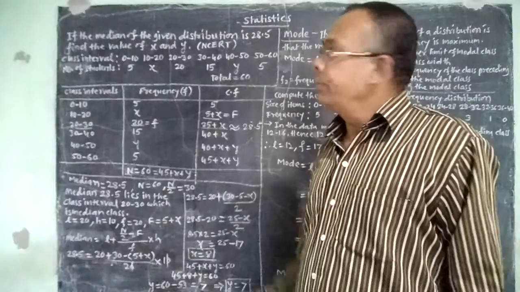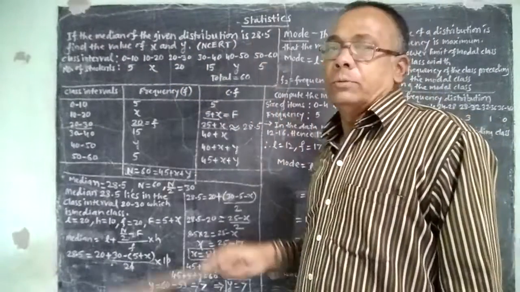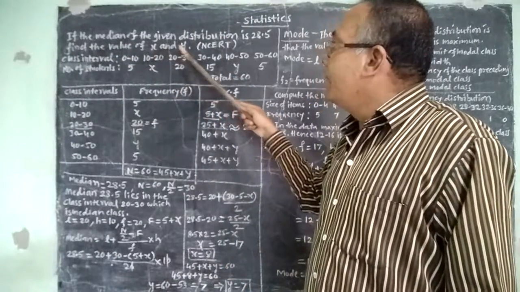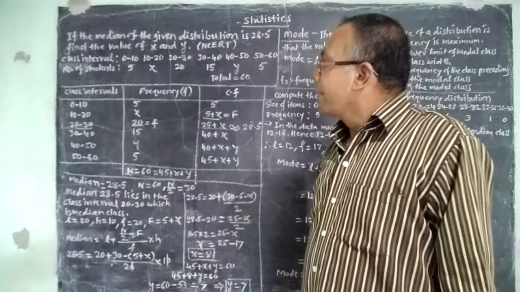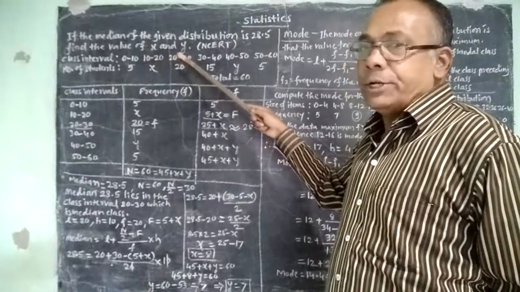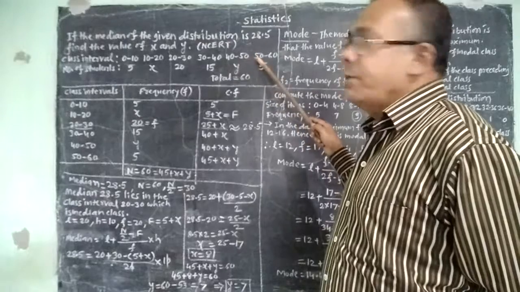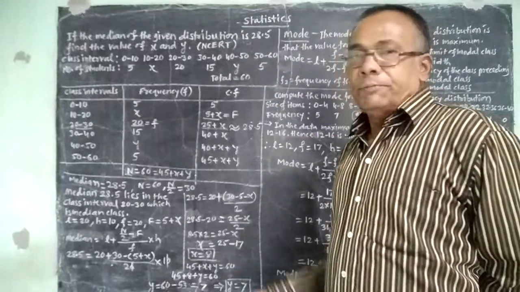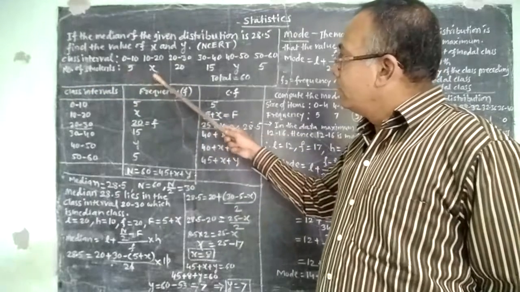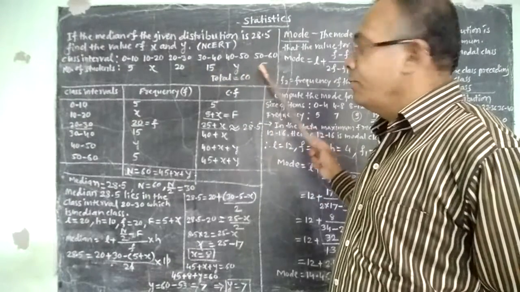Here we will see one example. If the median of the given distribution is 28.5, find the value of x and y. Class intervals are given: 0 to 10, 10 to 20, 20 to 30, 30 to 40, 40 to 50, and 50 to 60. The frequencies, that is the number of students, are 5, x, 20, 15, y, and 5.